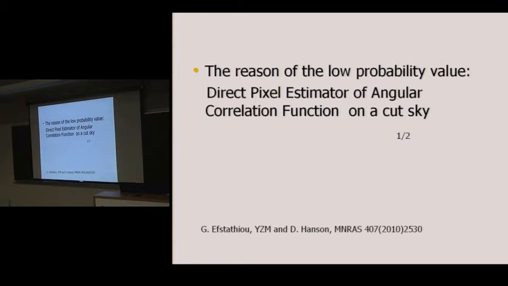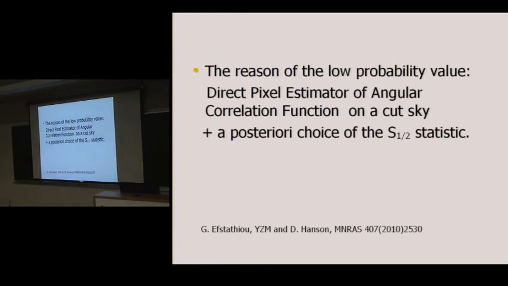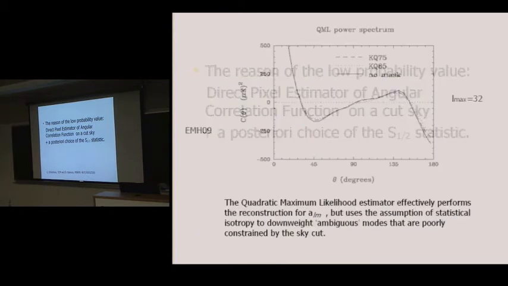But what we think is the reason for such a low probability value is because people use a direct pixel estimator of the angular correlation function on the cut sky, which turns out to be suboptimal. And also they use an a posteriori choice of the S1/2 statistic. So it's basically a combination. This low probability value is a result of using both the suboptimal estimator and the a posteriori choice of the statistic. On one hand, we will see these separately.